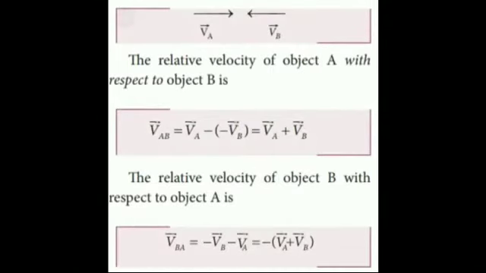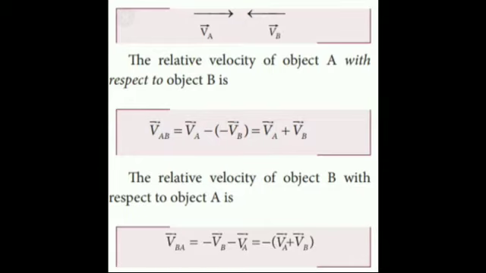Next, relative velocity in one and two dimensional motion. When two objects A and B are moving with different velocities, the velocity of one object with respect to another object is called relative velocity.